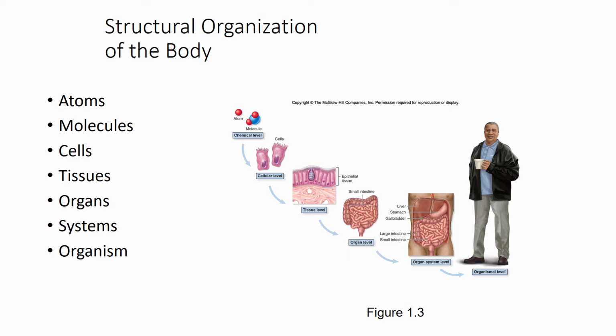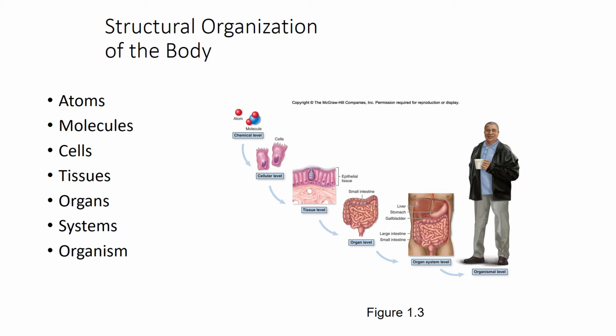Going a little bit larger are molecules, where two or more atoms combine to form molecules. Examples would be sugar, water, vitamins, amino acids, and lipids. Then more complex molecules make up macromolecules. This is where we hear of DNA, deoxyribonucleic acid, RNA, and also proteins.